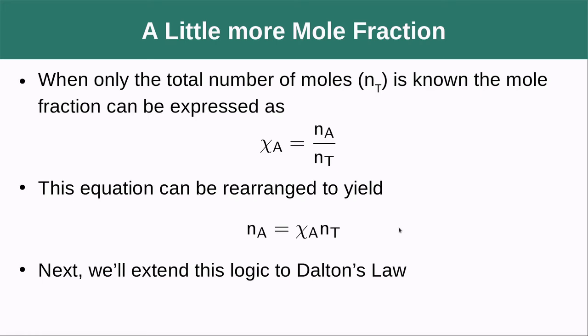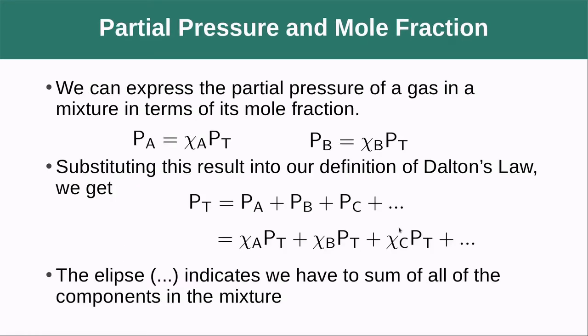So let's extend this logic to Dalton's law now. We can express the partial pressure of a gas in a mixture in terms of its mole fraction. So we can say that the pressure of A is equal to the mole fraction of A times the total pressure in the system. And we could do the same thing for B. If we then have Dalton's law and we make these substitutions in, we can see that the total pressure is equal to the mole fraction of A times the total pressure plus the mole fraction of B times the total pressure, so on and so forth.